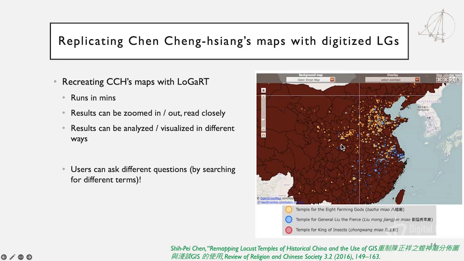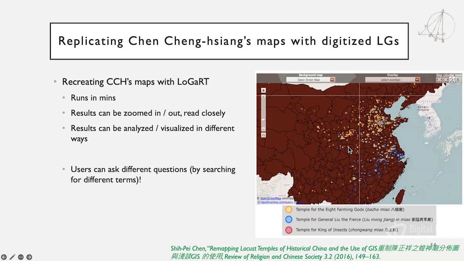And you can also zoom in, zoom out, and click on some points, and then it will pull up the actual records: how this temple was recorded in a local gazetteer, what the text about it is. You can read them. And you can also analyze, because now this is a data set, it's computable. So you can use another way to analyze the data set, and another way to visualize the data set.